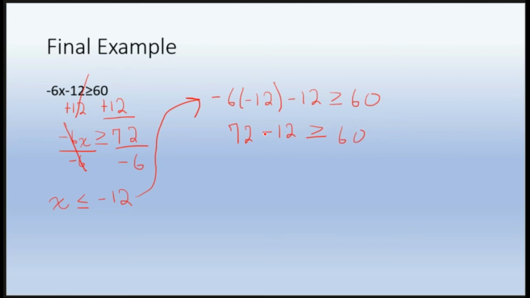Okay, now all that's left is doing some subtraction. 72 minus 12 equals 60. And I'm left with 60 is greater than or equal to 60. And since 60 is 60, we know that we did this right. It is a true statement.